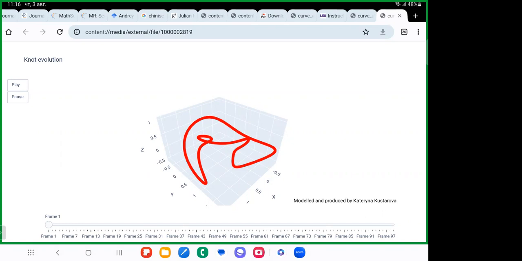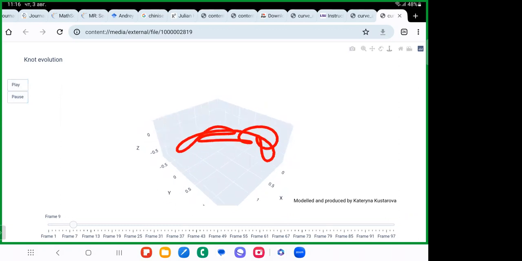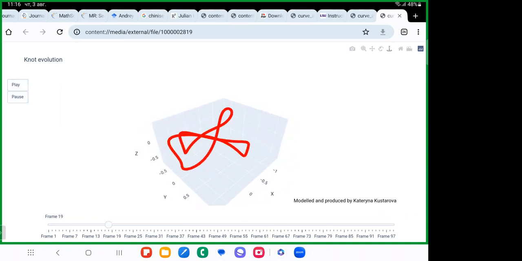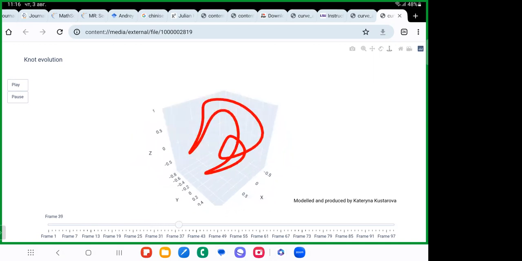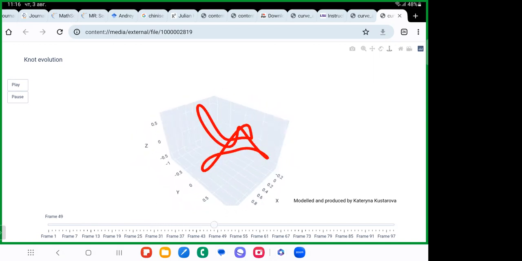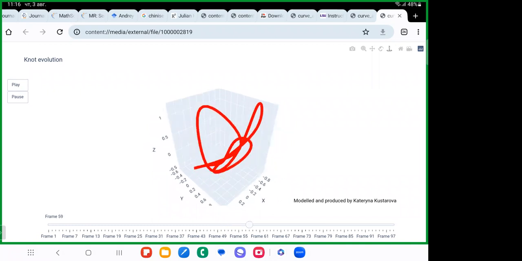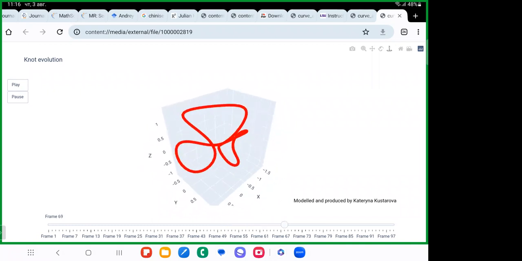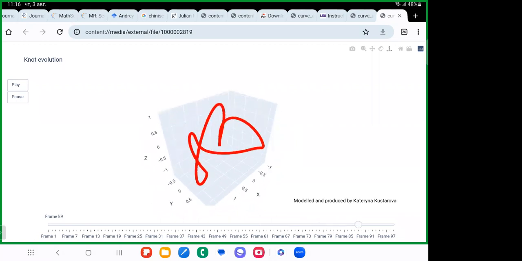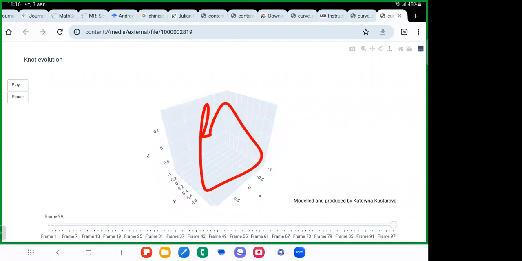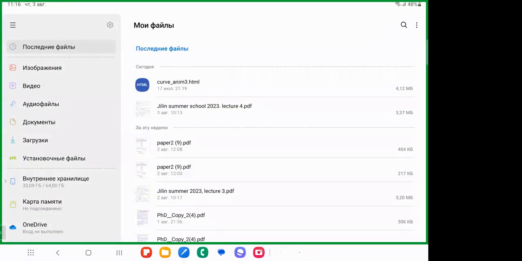Let's see how it evolves. You see that it changed its topological type from a simple one to knotted, and again. So you can see that the proposed model really describes the motion of a random curve in a random medium. Let me go back to the lecture.